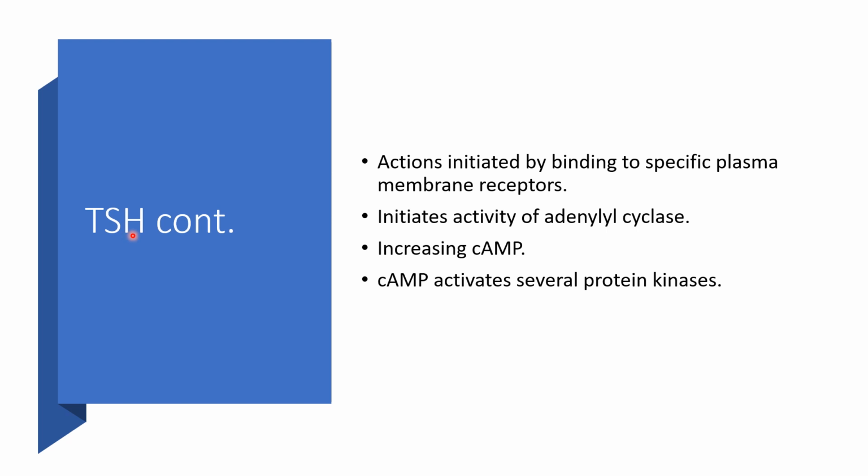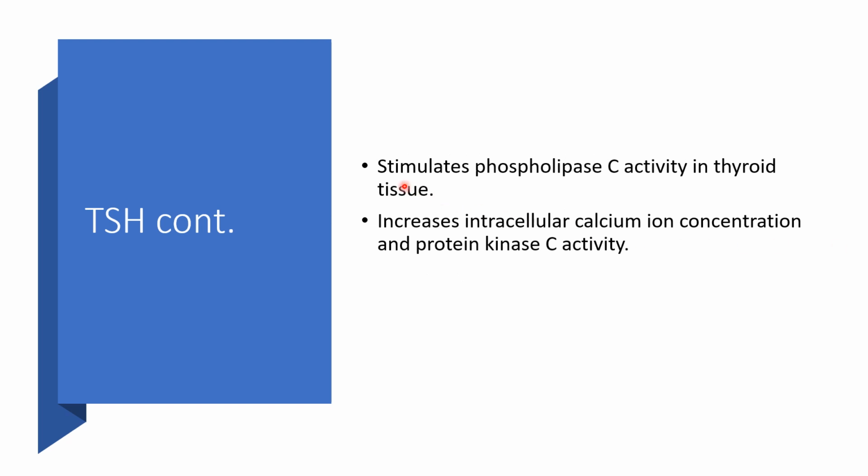How will TSH start working? It won't just start working just like that. Its actions will be initiated by binding to specific plasma membrane receptors. It will initiate activity of adenylate cyclase, increasing cyclic adenosine monophosphate. The cyclic adenosine monophosphate will activate several protein kinases. It stimulates phospholipase C activity in thyroid tissue, increases intracellular calcium ion concentration, and protein kinase C activity.